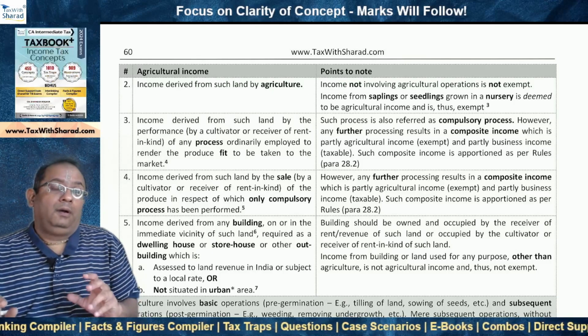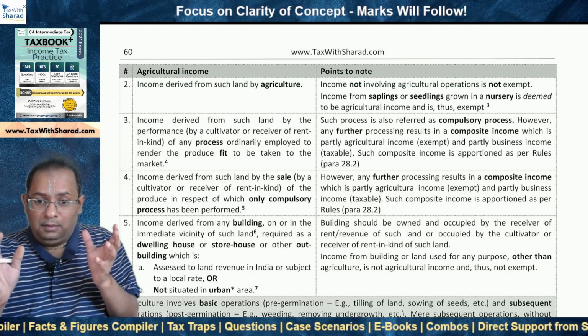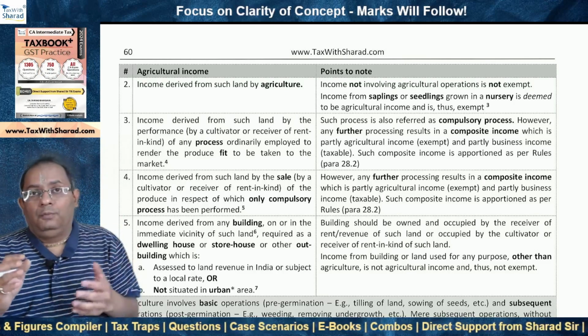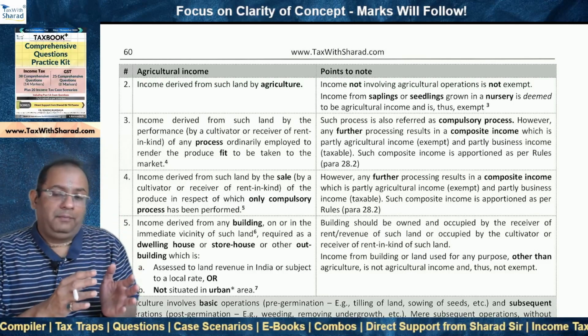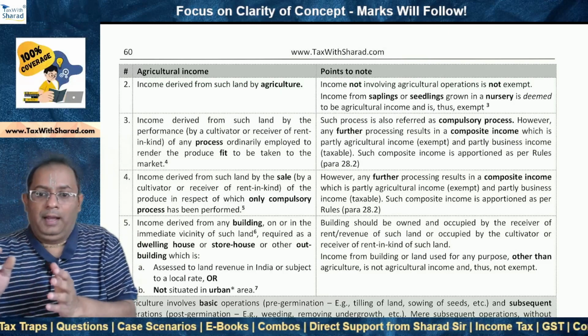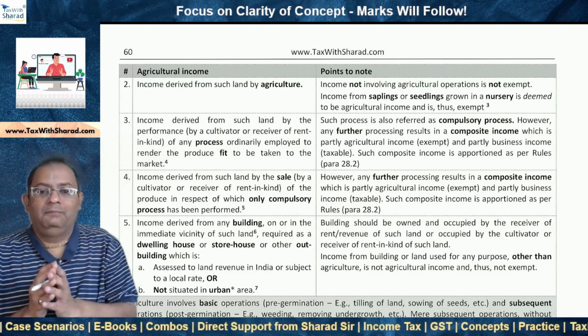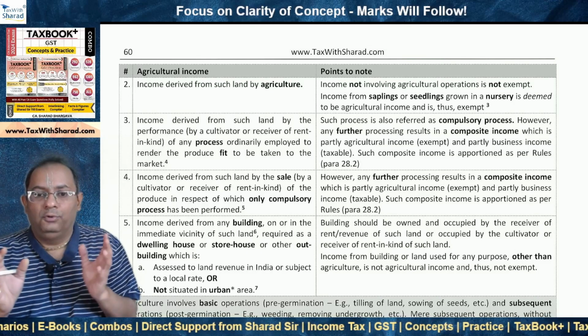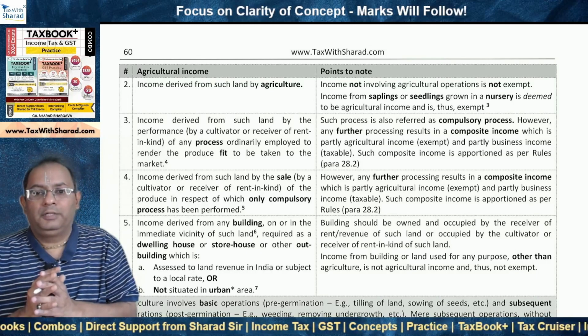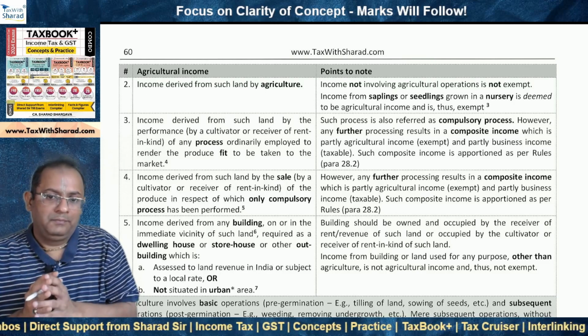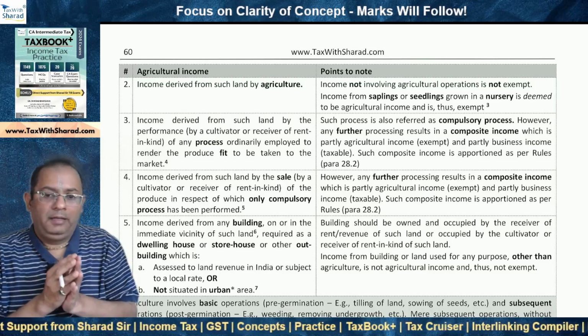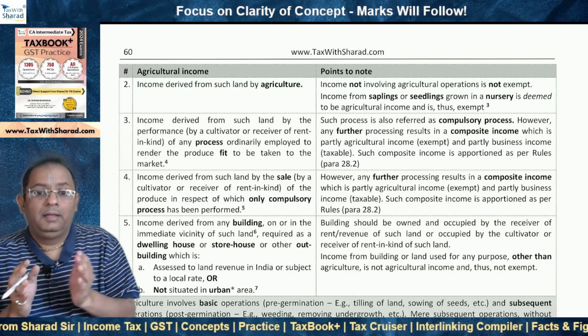So you are doing this business. Okay, so you produce sugarcane and then you manufacture sugar and then you sell the sugar. What you generate is the business income. Now that business income will be what we will call composite income. It will be called composite income because it will have two components. Okay, it will have an exempt component and it will have a taxable component.